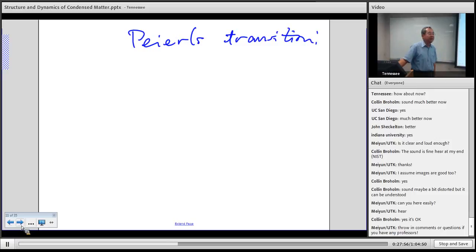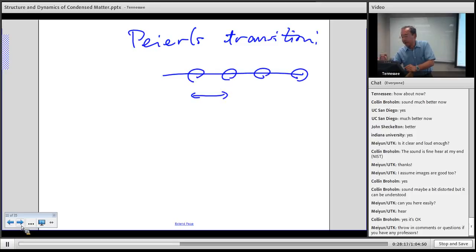Peierls' transition is a rather dramatic case of electron-phonon coupling. So if you have a one-dimensional metal, and this is it, in which you have one electron per atom. So E over A is equal to 1. Okay?